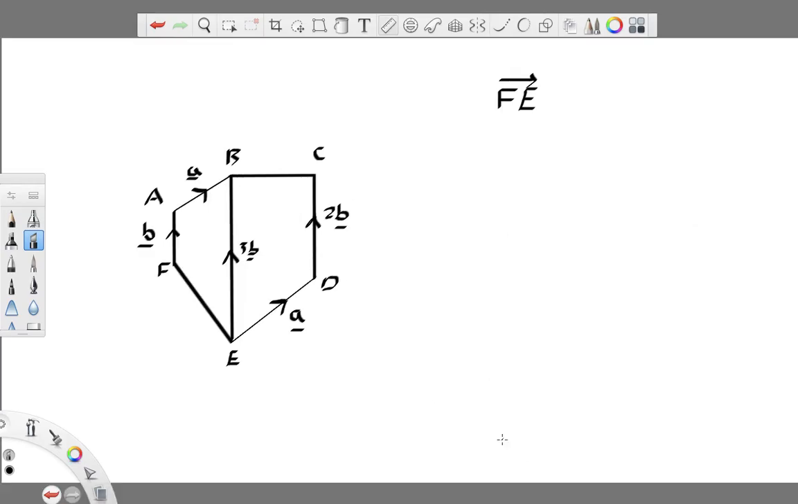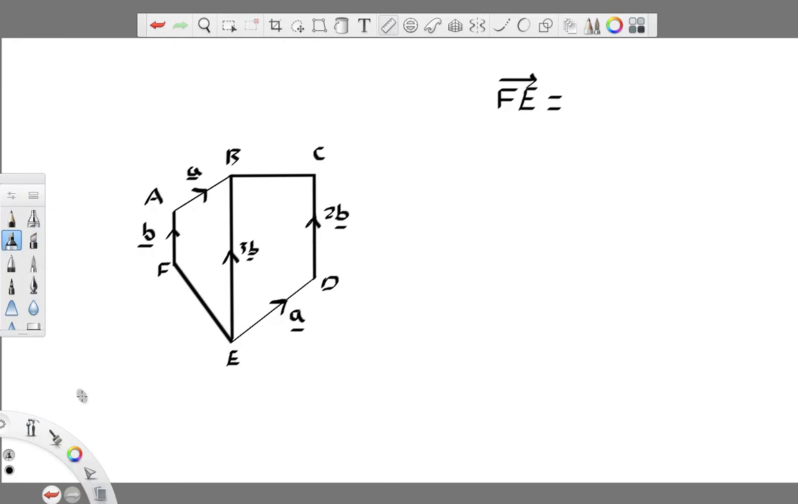Our examples are building steadily. So we have the shape A, B, C, D, E, F. F to A is defined by the vector B. A to B is defined by the vector A. E to B is defined by the vector 3B. D to C is the vector 2B. And E to D is the vector A. Okay, so our first question is to find a vector for F to E.